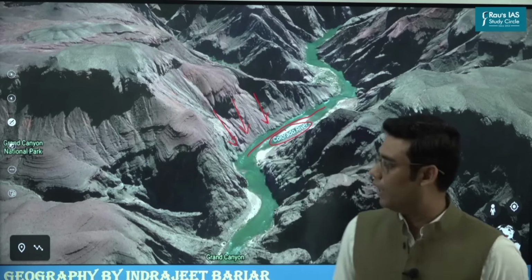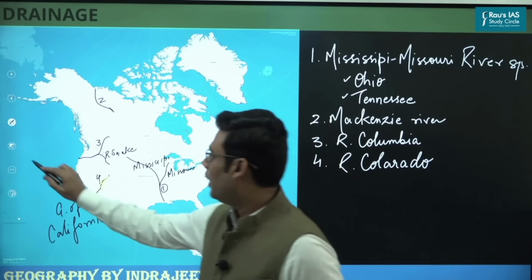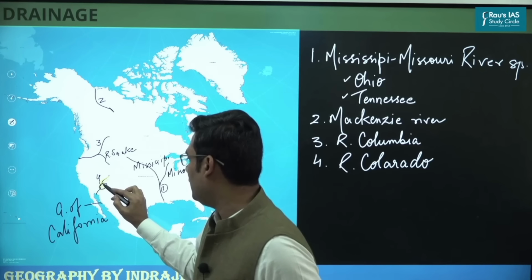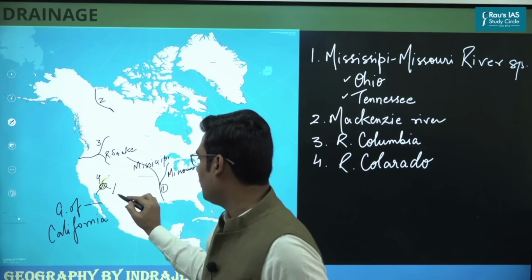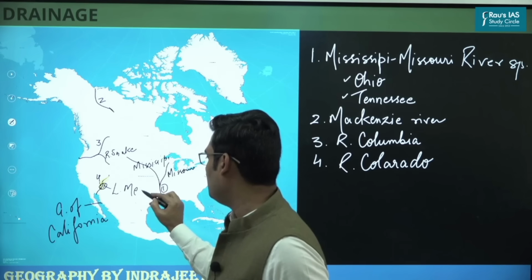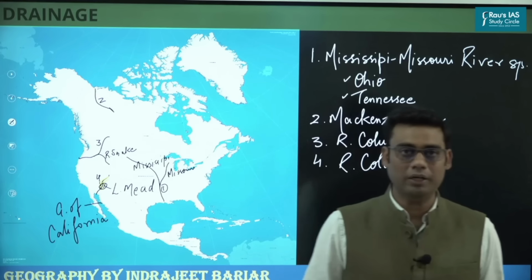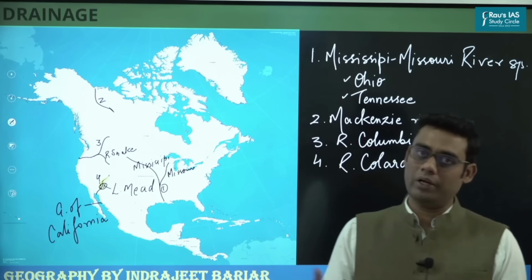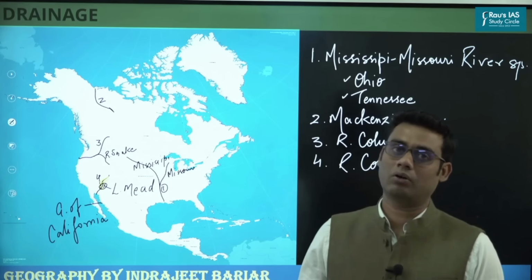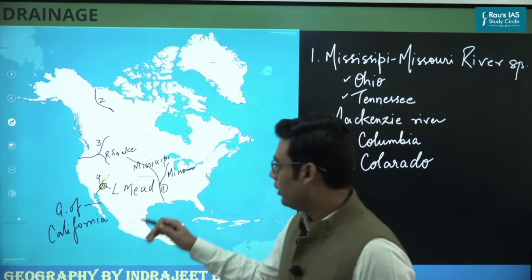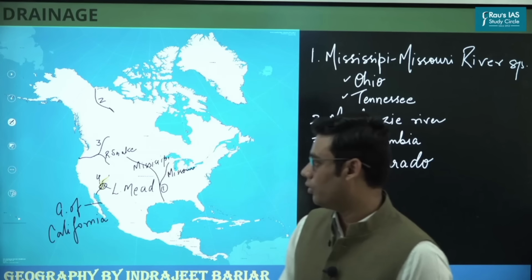Secondly, the Colorado River flows into a lake over here, which is called Lake Mead. So the Colorado River flows into Lake Mead, and then the outflow further constitutes the downflow of the Colorado River. So this is the Colorado River.